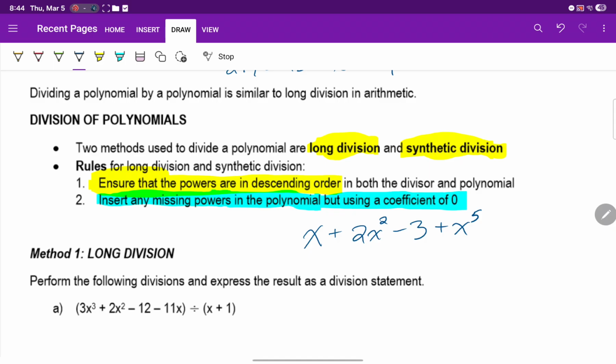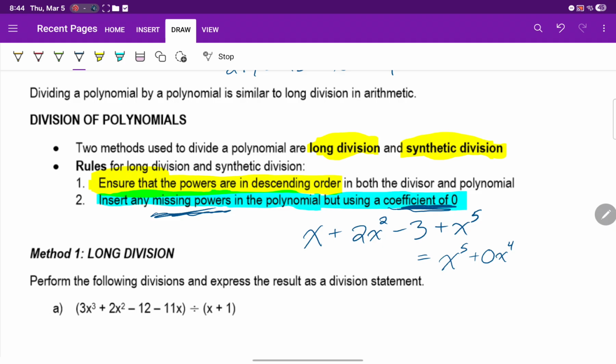Okay, notice how the powers are not in descending order. So that's what I'm going to do first: I'm going to rewrite this, but I'm going to write my powers in descending order. Now I have an x to the power of 5. I notice here that I do not have a power of x to the power of 4. That's what we call a missing power. That one's missing. So I'm going to put a coefficient of 0. So I'm going to go plus 0 x to the power of 4.